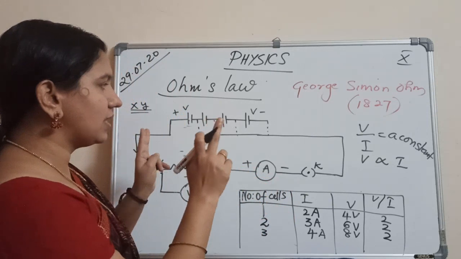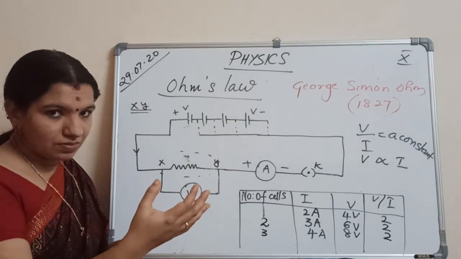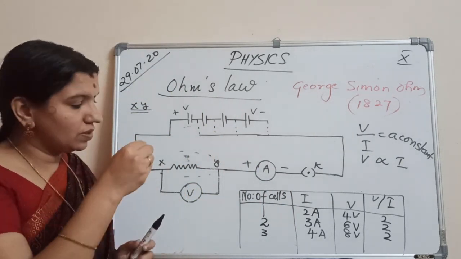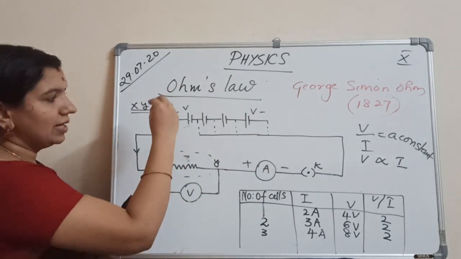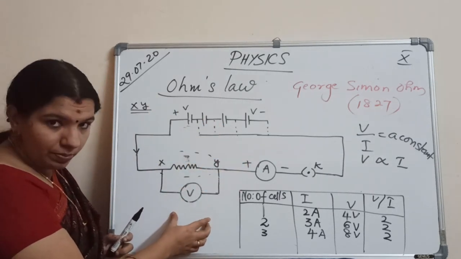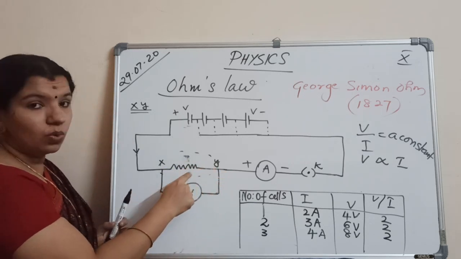We considered a circuit like this. Then we connected different cells. We increased the number of cells in each turn. Understand? By increasing, we could measure the voltage using a voltmeter. Here you can see that the voltmeter is connected in parallel with the wire.